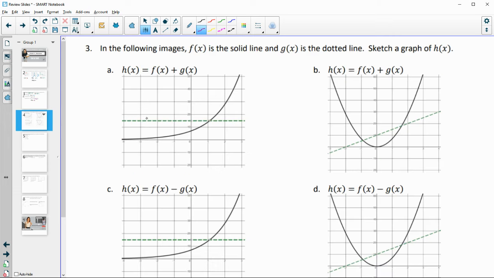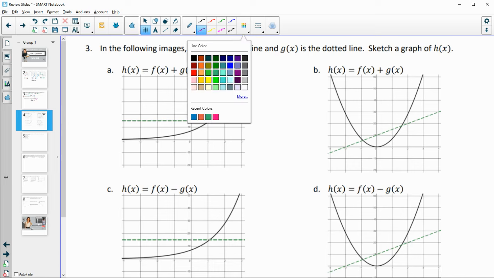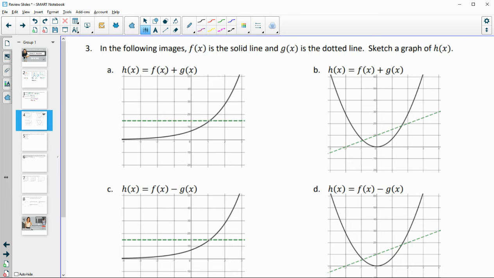Number 3, in the following images, f of x is the solid line and g of x is the dotted line. Sketch a graph of h of x. So in part A, it's saying that we're going to do f of x plus g of x. So we're just going to be adding these two together. And so you can do a couple of things.